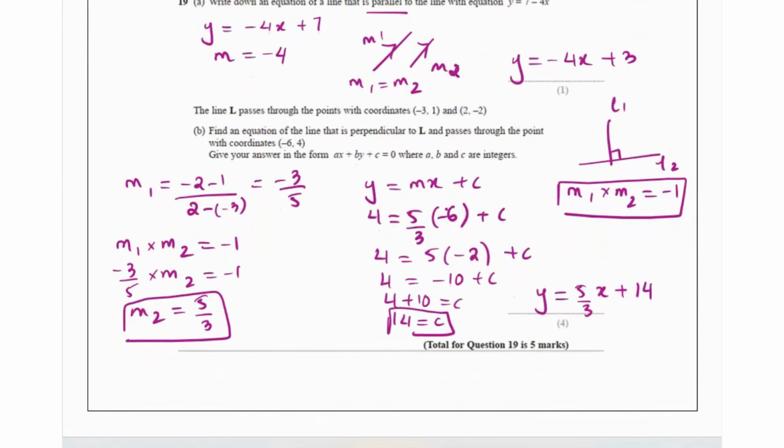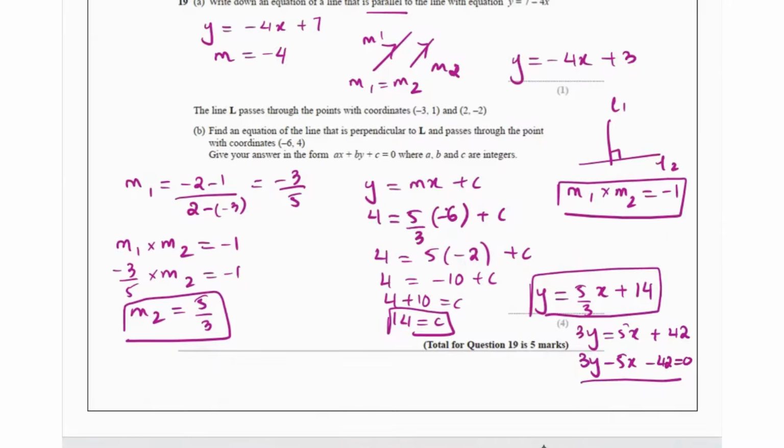However, they want ax plus by plus c. So you multiply the entire thing by 3. So 3y equals 5x plus 42. And 3y minus 5x minus 42 equals 0 is your final equation, based on the format mentioned in the question. If they wanted slope-intercept form, you would give this. But since they want the standard form, you're going to give it like this.